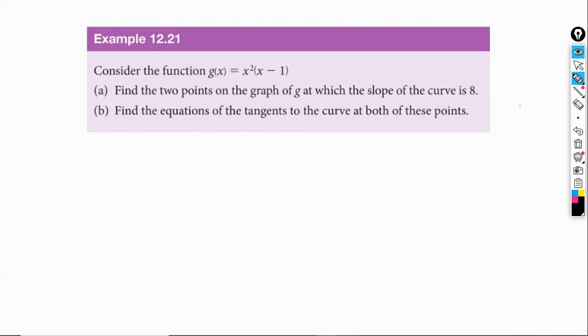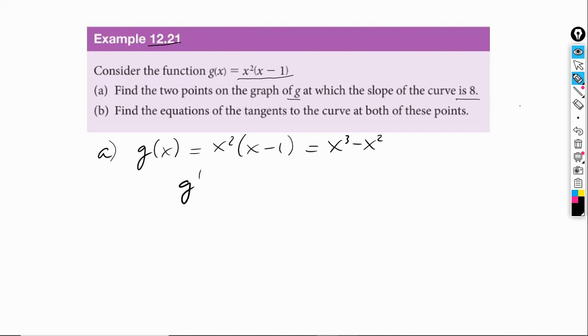Okay, so here we are on example 12.21, where they tell us, consider the function g of x equals x squared times x minus 1. A, find the 2 points on the graph of g at which the slope of the curve is 8. So for the slope of the curve, we need the derivative. But before we do that, I want to expand g of x to make it easier to find the derivative. So notice that x squared times x minus 1 is the same as x cubed minus x squared.